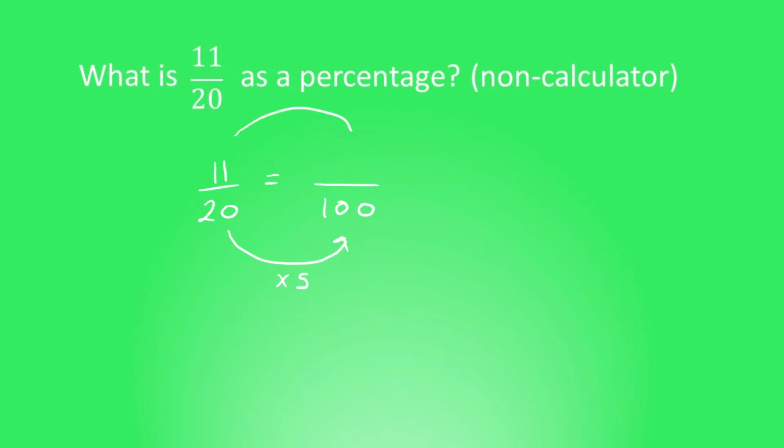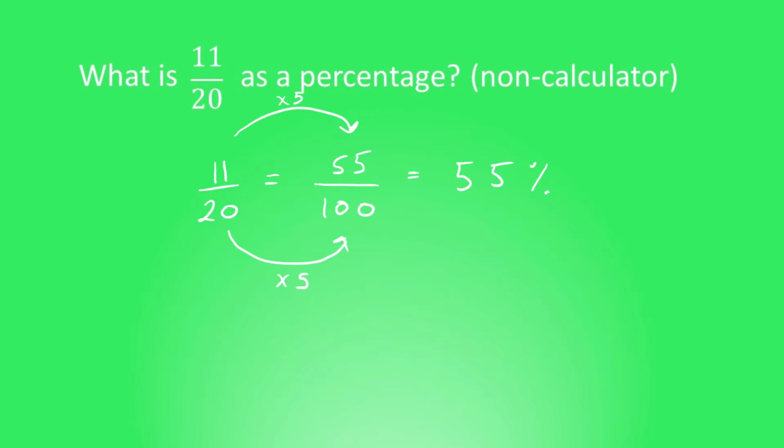We'll do the same to the numerator, we'll multiply that by 5 as well. That gives us 55 over 100. So 11/20 is equal to 55 over 100, 55 hundredths. And percentage is just all about, out of 100. And that's what we've got there. We've got 55 out of 100. Therefore, it's 55%. Okay, so you're aiming to get your denominator to be 100. So 55%.